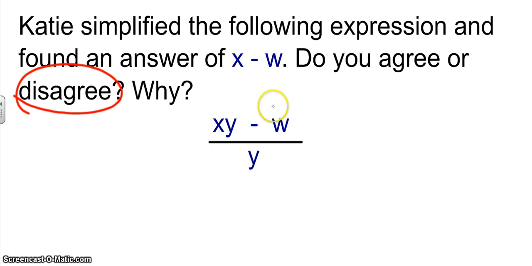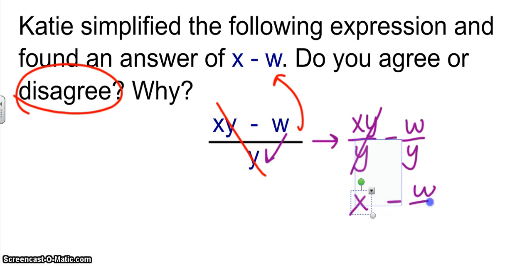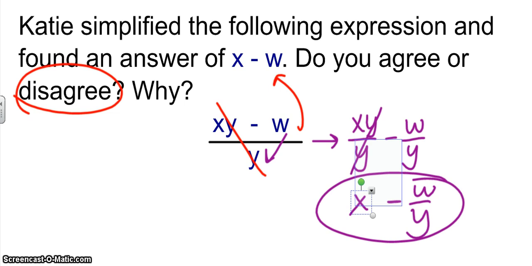I'm going to say that the reason Katie simplified this, she just went like this and said, alright, well, x minus w. But the w is also being divided by the y. So if you want to split this up, you would have to write x minus y over y minus w over y. The y's will cancel in this first fraction. But the y does not cancel in the second fraction. So this should be your simplified answer, not that one.